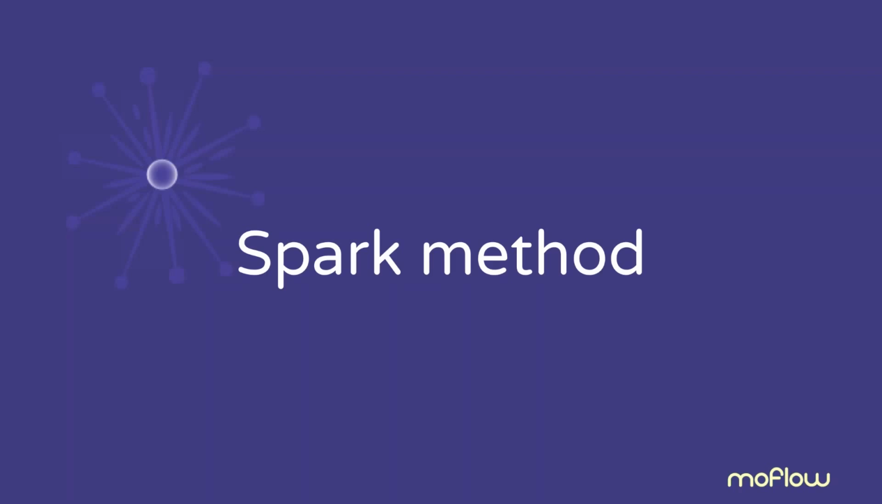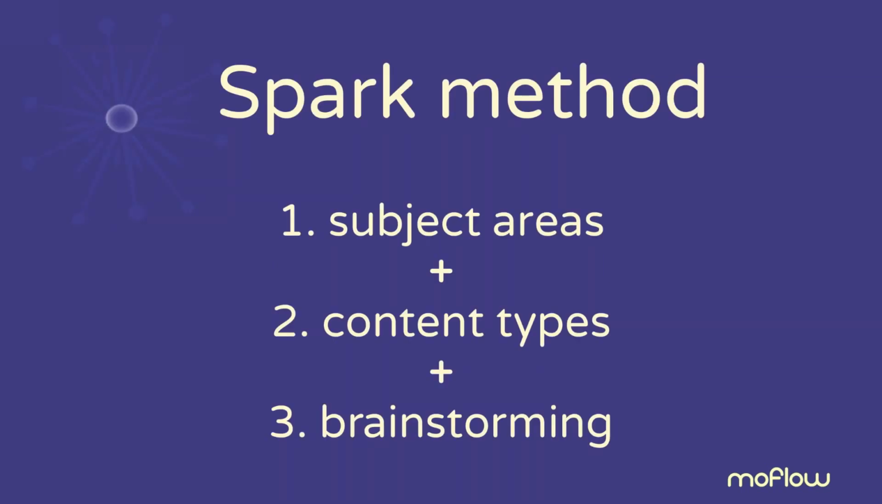And to help you with this, I have come up with something I call the SPARK method. It's not rocket science, but it's about breaking this down into 3 steps. Those steps are: 1, define the subject areas for your blog; 2, select the content types, the mix of content types you're going to feature, and I'll get into those in a moment; and then move on to brainstorming and coming up with specific blog post topics.